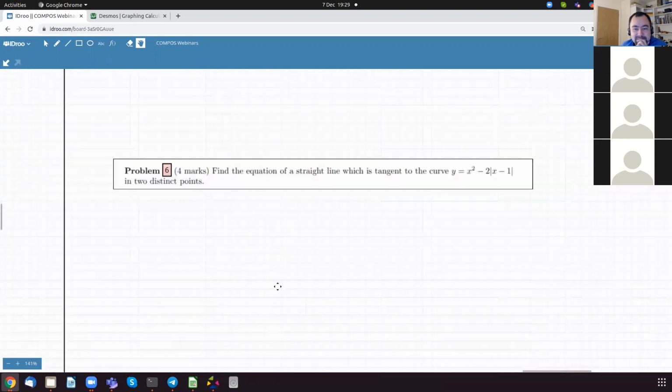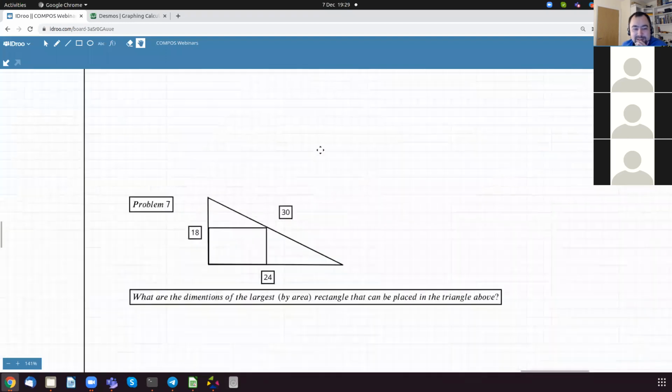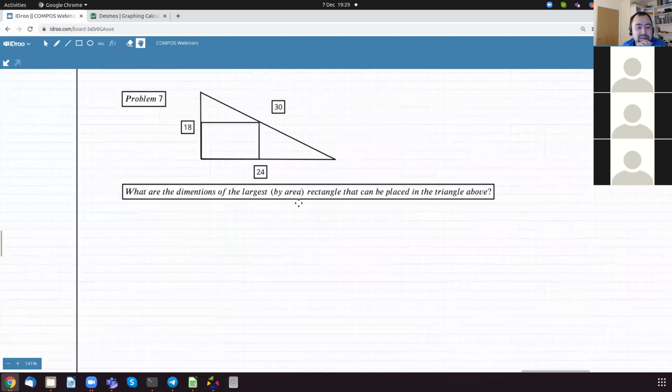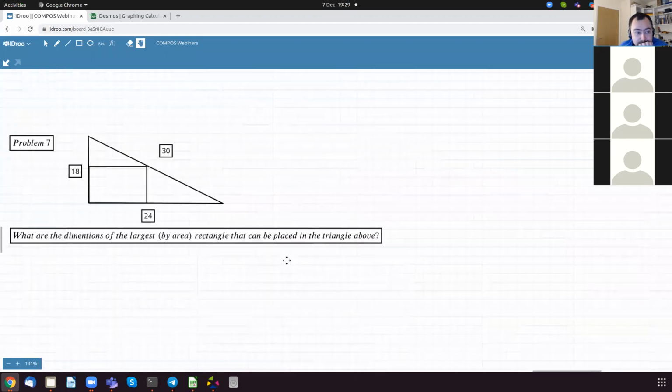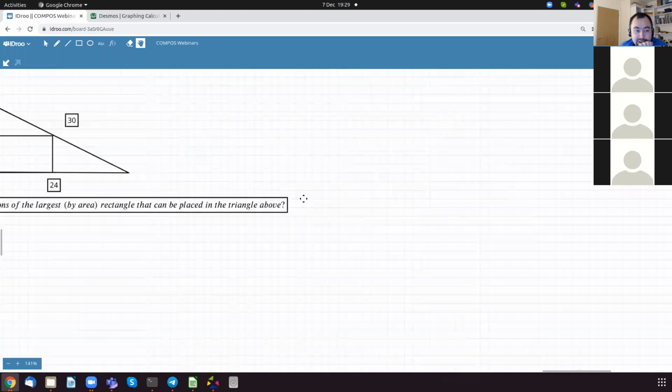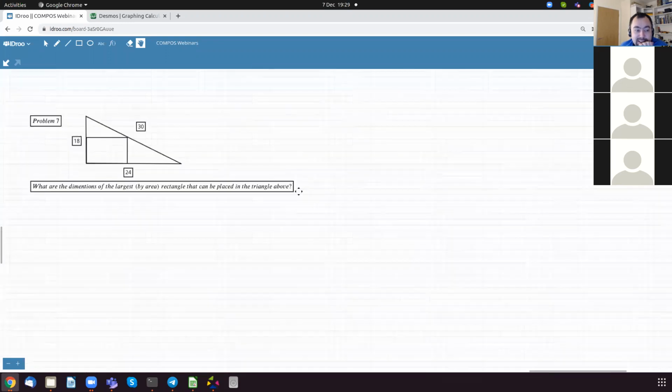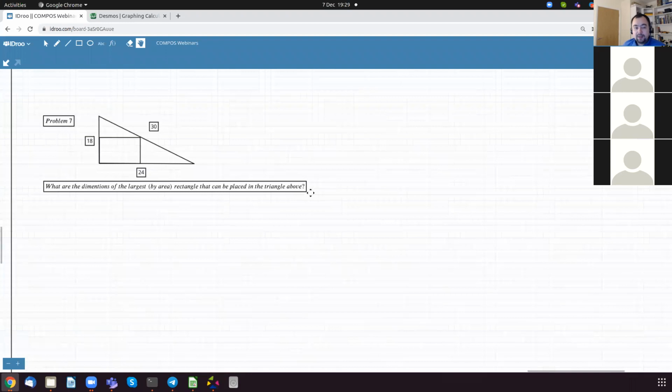Let's talk about this problem first. Let's go to problem 7. A very big section on differentiation is optimizing. Optimizing means finding the minimum or maximum value. So for example, if you are a business and you want to minimize your costs, or you want to maximize your profit.